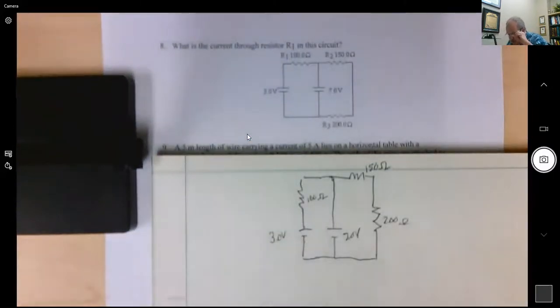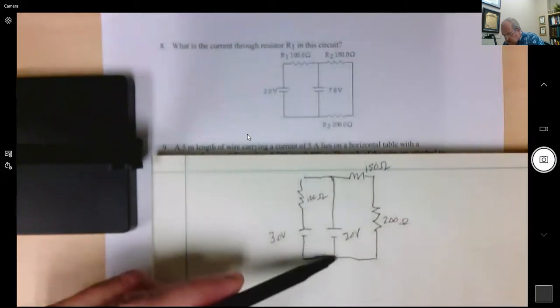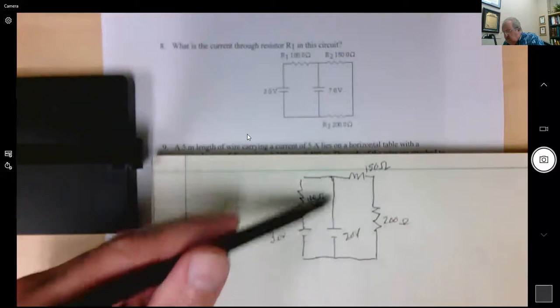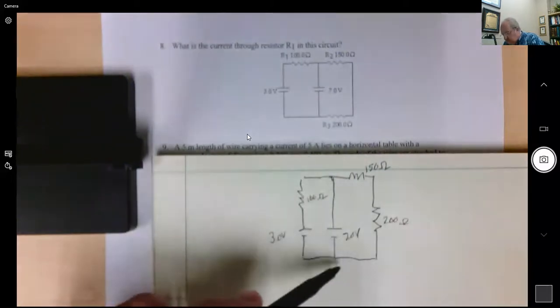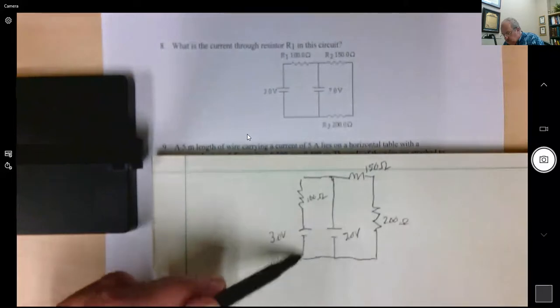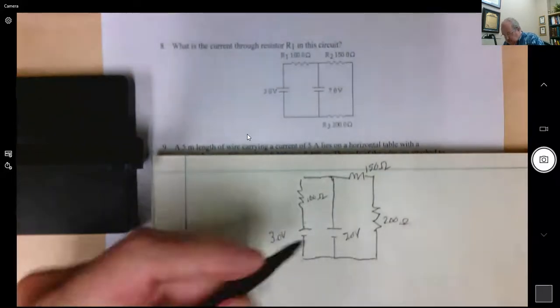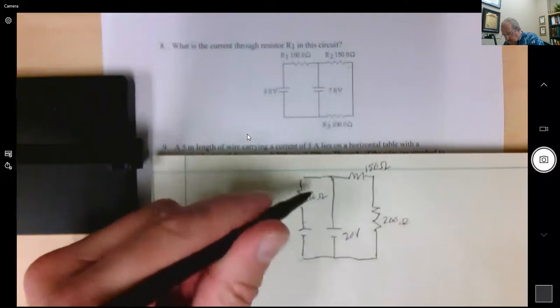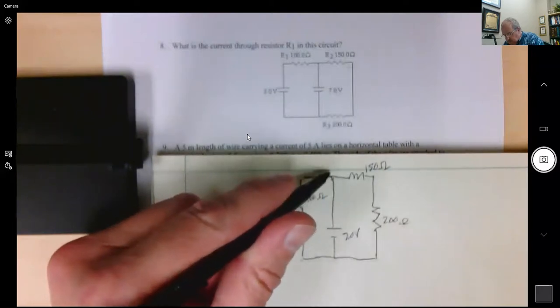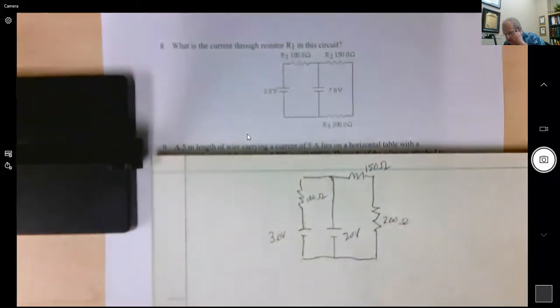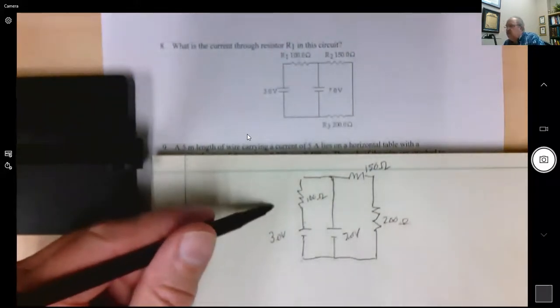Okay, so the voltage drop over each one of these branches has to be 7, right? Because you're stepping up 7 here, stepping up 3 here. So then you're burning off basically 4 volts here.